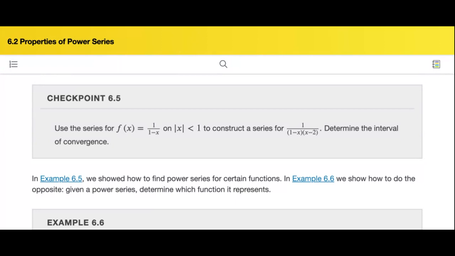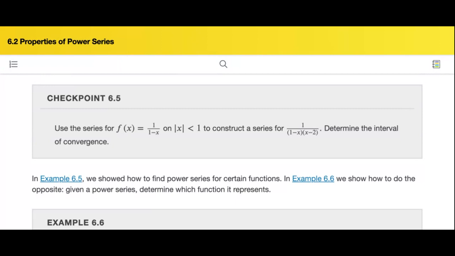I get a half multiplied by 1 over 2 raised by n plus 1, minus 1, plus a half raised by n, and n goes from 0. Okay. Anyone has any questions for this one?